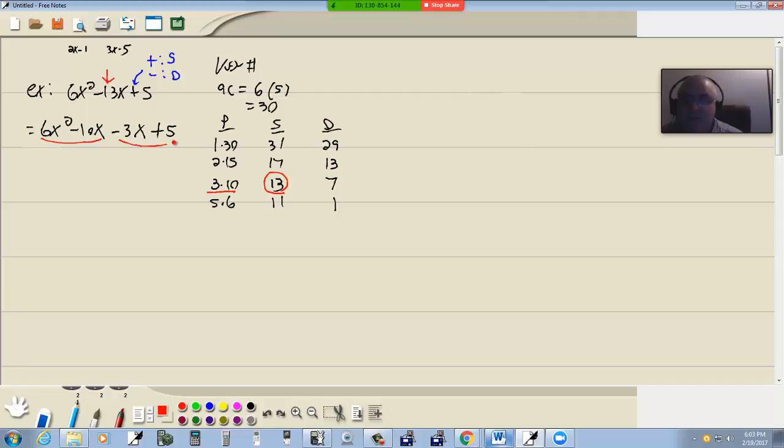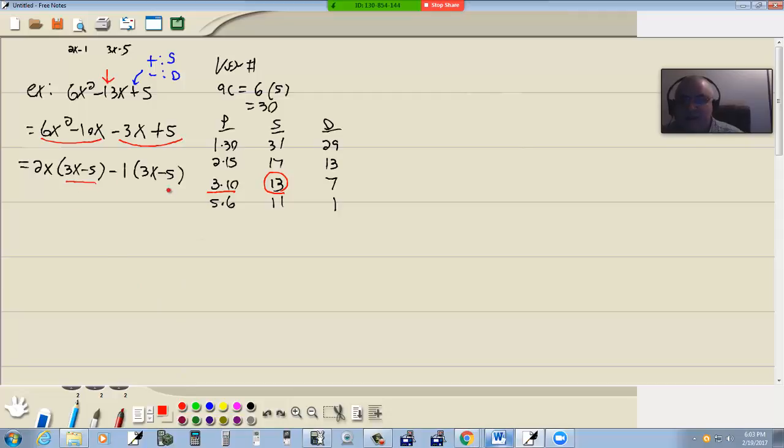So group the first 2 terms together, group the last 2 terms together. The first 2 terms are both divisible by 2, and they both have an x. And that gives us 3x minus 5. Now our last group doesn't have anything in common, but notice my first term is negative, so we're always going to factor out a negative. And if nothing else, you can always factor out a 1.